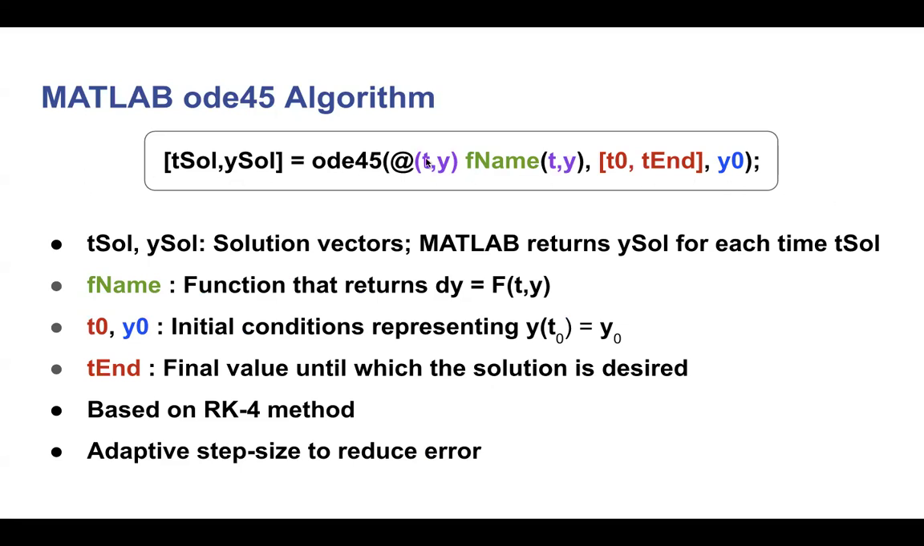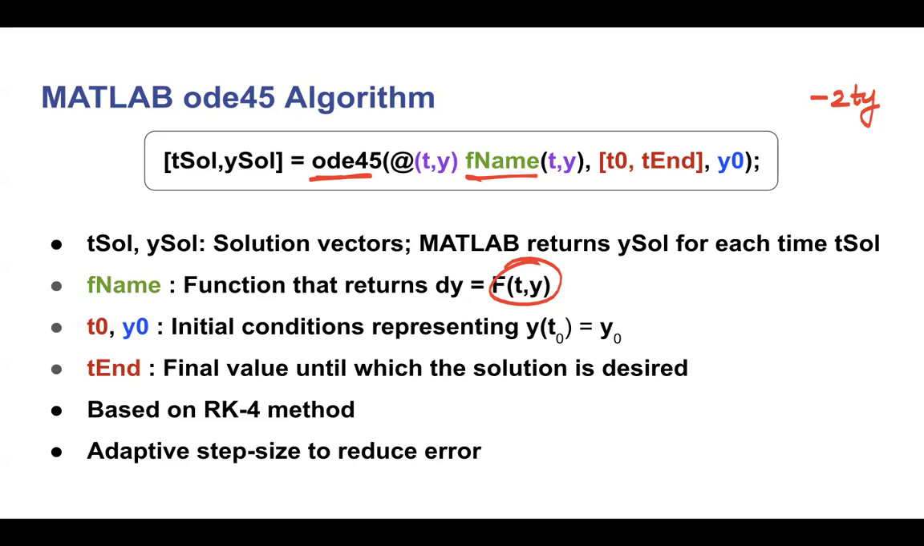This is the standard syntax. What you have to do is use the keyword ode45, and you have to tell it the function. The function should be dy by dt, whatever function you have. So in the previous case, the function will be minus 2ty. That function has to be returned here for a given value of t and y.